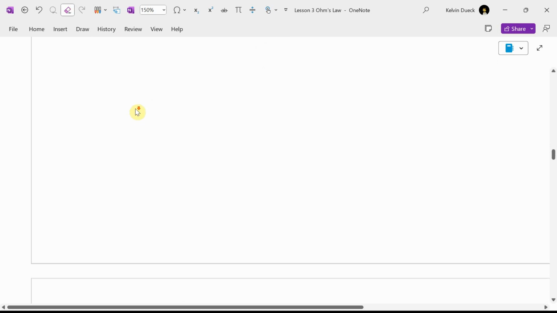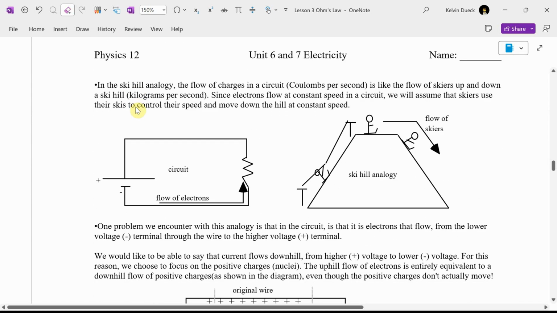What's my ski hill analogy for current? If voltage is the height of the chairlift and the height of the ski runs, current is the number of skiers. It's how many skiers are on the ski hill. It's like the flow of skiers up and down a ski hill. Since electrons flow at a constant speed, we're going to pretend the skiers are all holding hands and using their skis to adjust their speed so they're all going at the same speed.